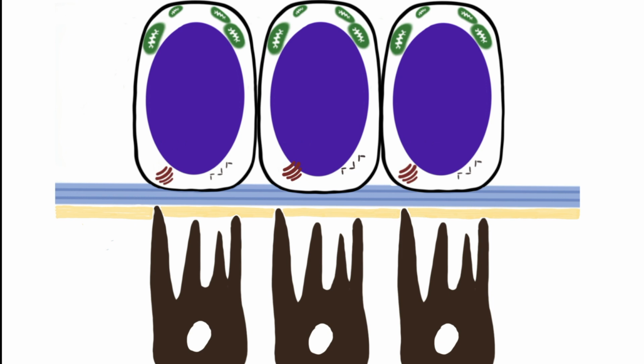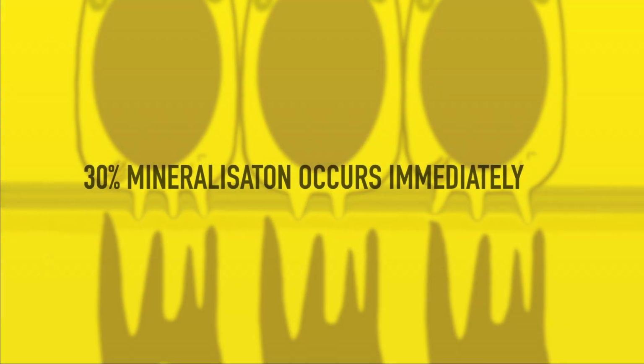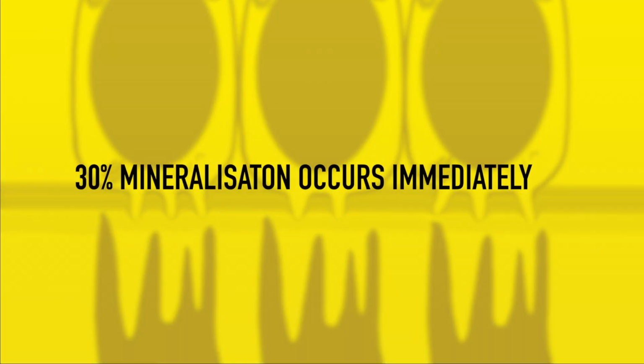The enamel matrix formation begins. Ameloblasts remain the same in shape and size, but there is appearance of a blunt process at the distal end of the ameloblasts, which penetrate the basal lamina and enter into dentine, and enamel matrix formation begins. As soon as the enamel is formed, 30% mineralization occurs immediately.